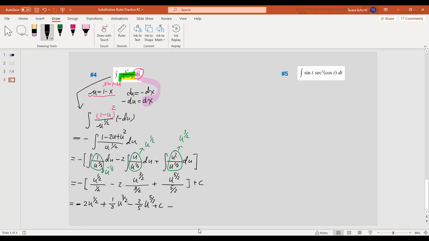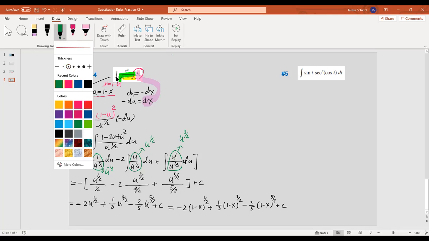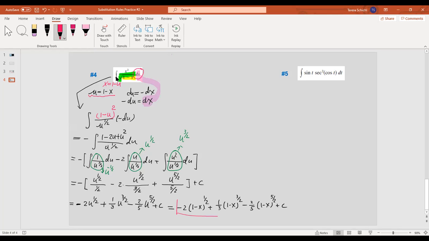All right, so finally, what you need to do is substitute what your u is. So you will say negative u, this will be (1 minus x) to the 1/2 plus 1/3 (1 minus x) to the 3/2 and the minus 2/5 (1 minus x) to the 5/2 plus c, right? That will be your answer here.